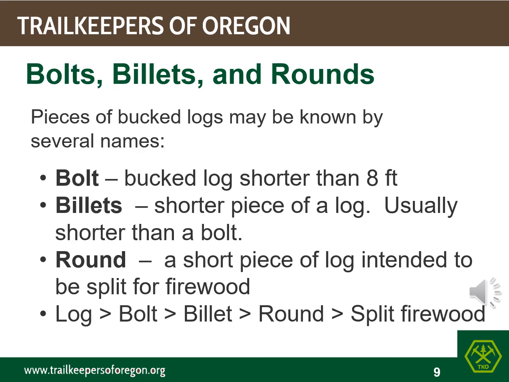The pieces of bucked logs may be known by several names. Bolts are the pieces of a log which has been bucked into specific lengths, which are generally less than 8 feet or so. A billet is defined as a short piece of a log. A round is often associated with log lengths suitable to be split into firewood. You often hear more practical terminology, like the cut piece, or a carpenter's term calling it a drop.